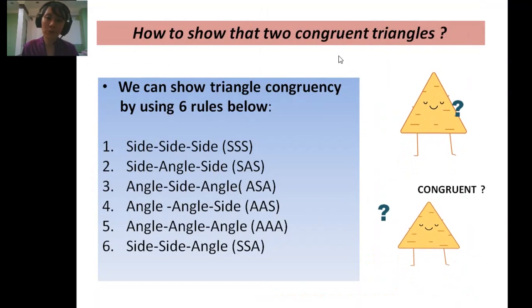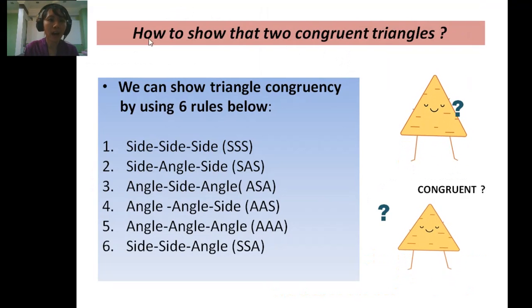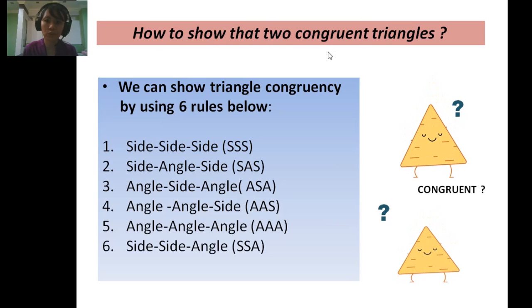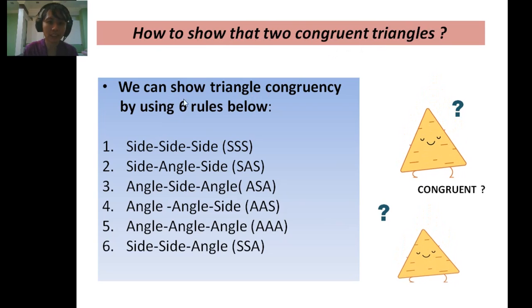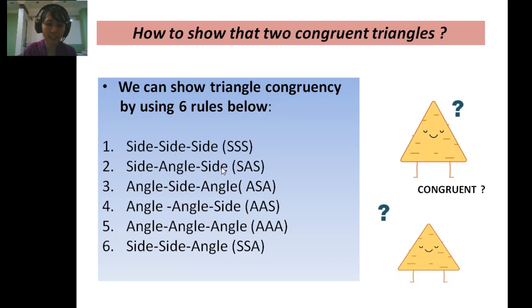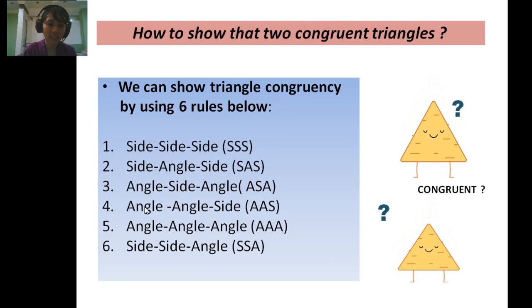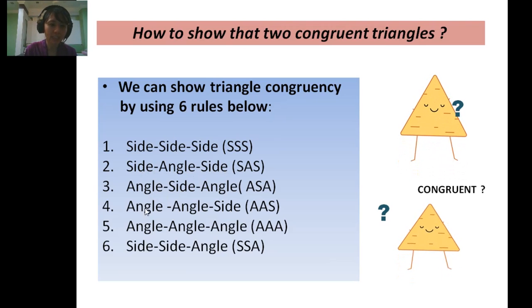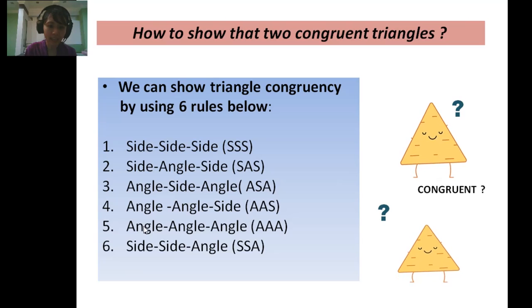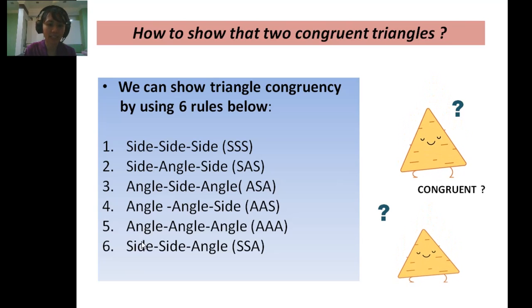Students, now we focus on the congruency of triangles. Now, how to show that two triangles are congruent? Actually, we can use the 6 rules as below. That is side, side, side, SSS; side, angle, side, SAS; angle, side, angle, ASA; angle, angle, side, AAS; angle, angle, angle, AAA; and the last one is side, side, angle, SSA.